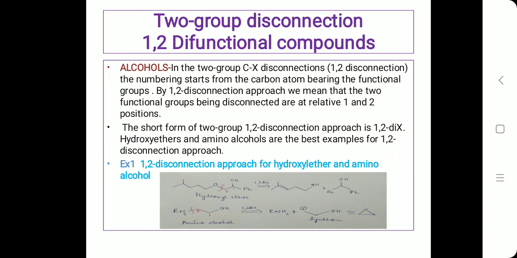So after writing the retrosynthetic arrow, on the top we're going to write 1,2 disconnection. Now the synthetic equivalents are going to be two alcohols. So this way you can do 1,2 disconnections.